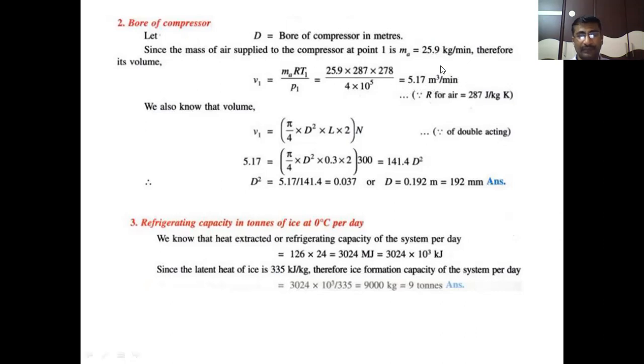5.17 meter cube per minute. This is the volume flow rate of air into the compressor. For every minute, 5.17 meter cube of air is entering the system.